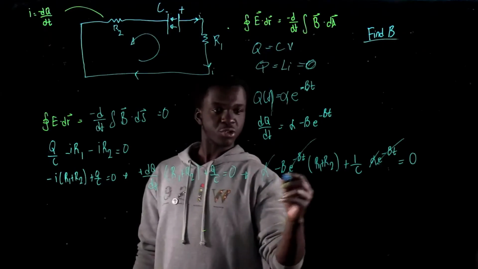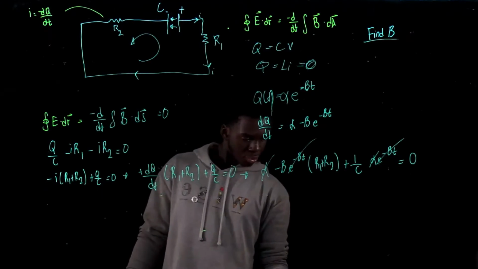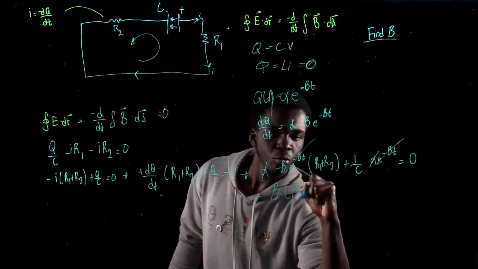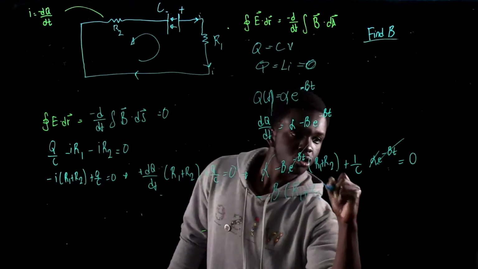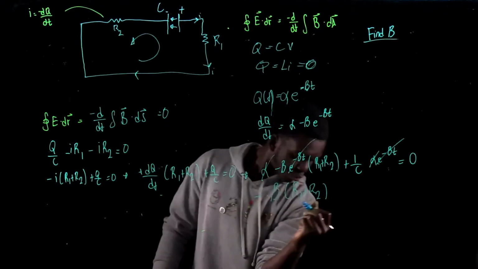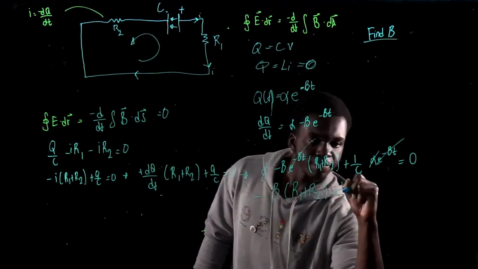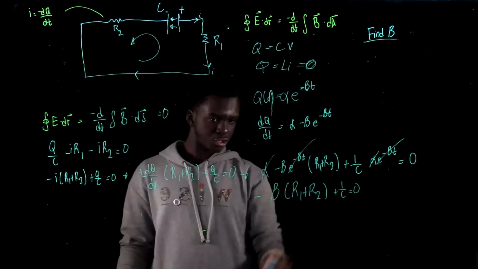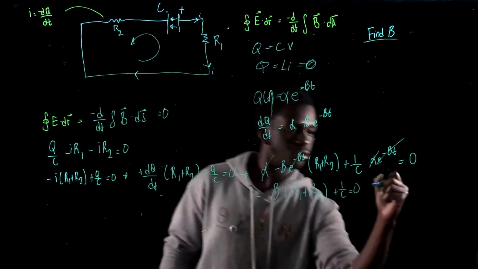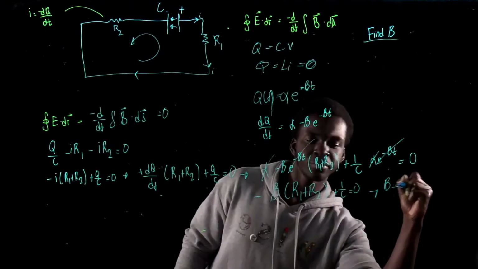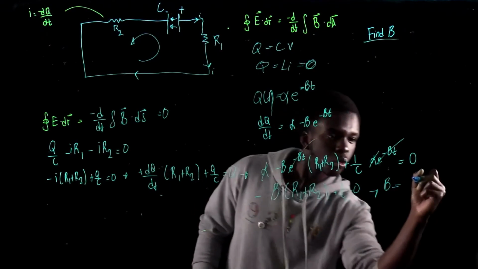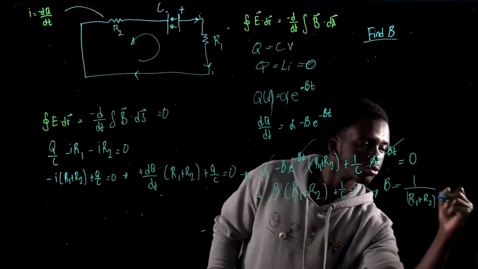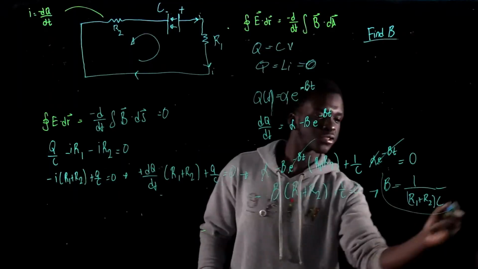So once you get all that, the final thing you get is negative beta times R1 plus R2, plus 1 over C, is equal to 0. And now all you gotta do is solve for beta, which is easy now. So now you know beta is equal to 1 over R1 plus R2 times C, and that is the beta.